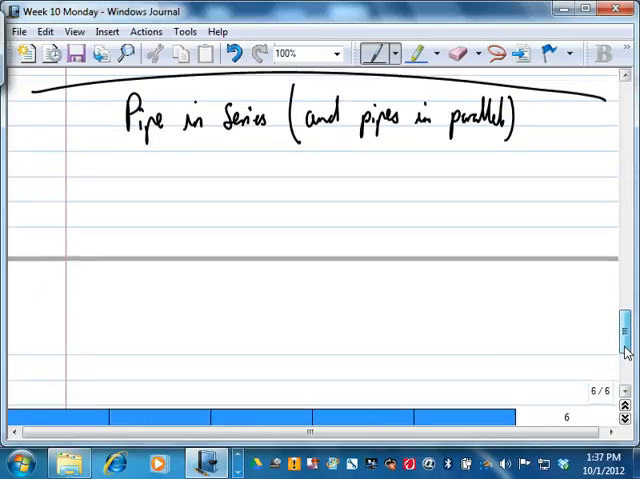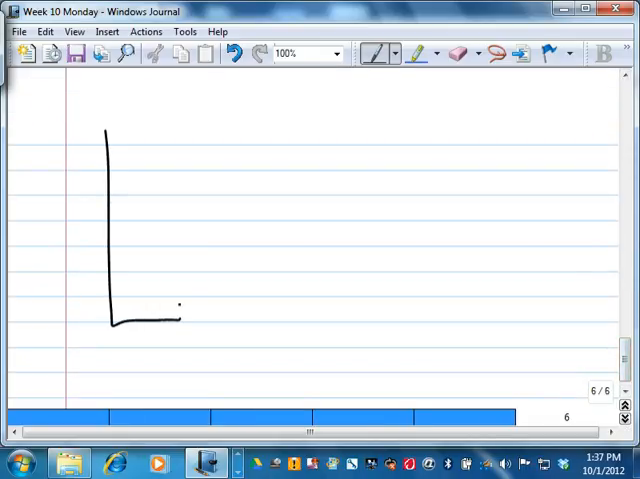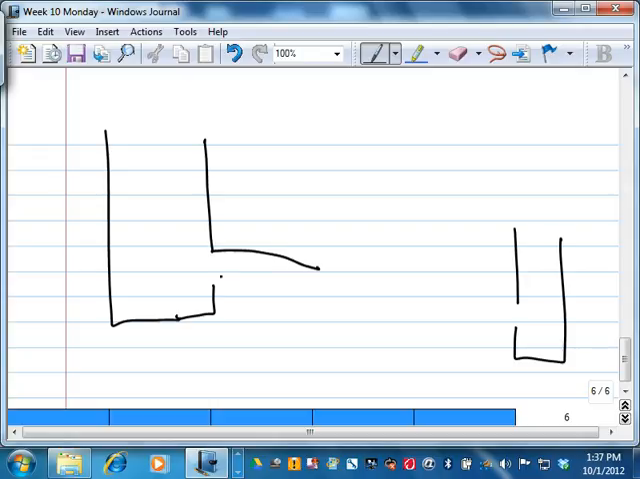Example. I have a tank. This tank is higher than this tank. And then I go through one pipe. Then after that I go to another pipe.